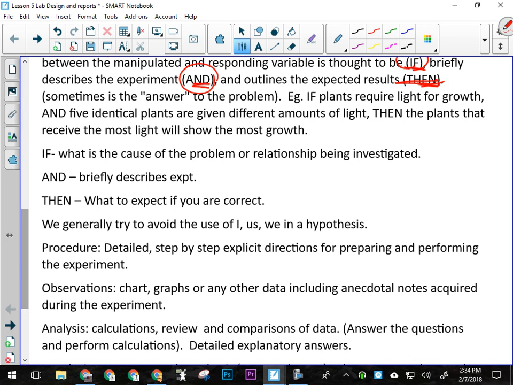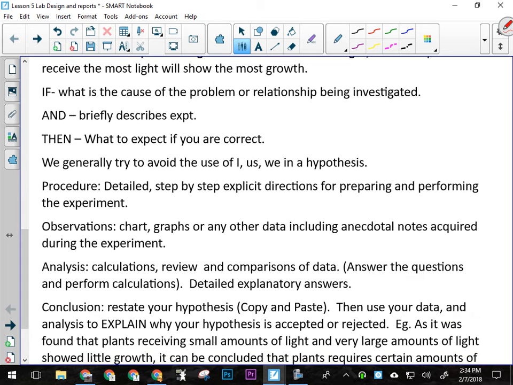So if and then, like we said, that's what we want to have in each part. If, cause of the problem or the relationship, and briefly describe the experiment, then what you expect if you're correct. We generally try to avoid the use of I, us, or we in a hypothesis. Reason being, the hypothesis governs everything that happens in your experiment. In good science, an experiment needs to be repeated in order to find out whether it's valid or not. And having the same person repeat it doesn't help its validity. So you usually have to have somebody else try your experiment and see if they get the same results.